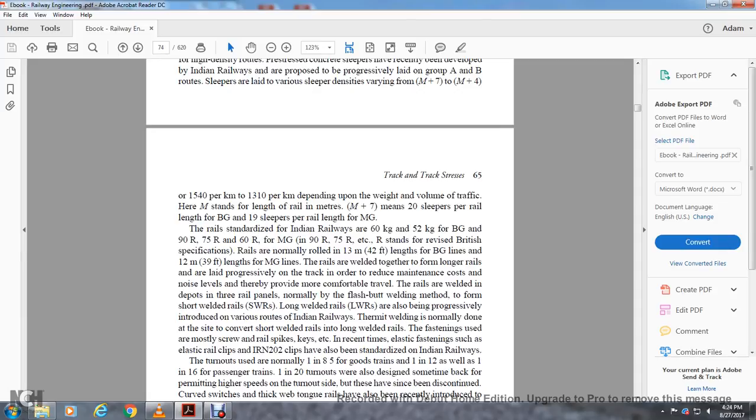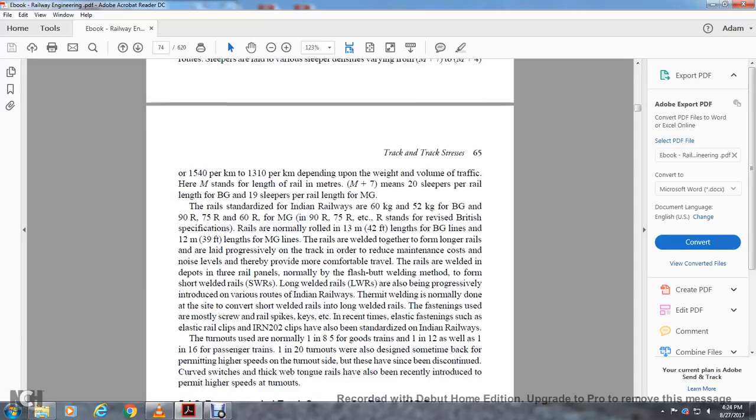The rails are welded in depots into three-rail panels, normally by the flash butt welding method, to form short welded rails or SWRs. Long welded rails are also progressively being introduced on various routes of the Indian Railways. Thermite welding is normally done at site to convert the short welded rails into long welded rails. The fastenings used are mostly screw rail spikes, keys, etc.